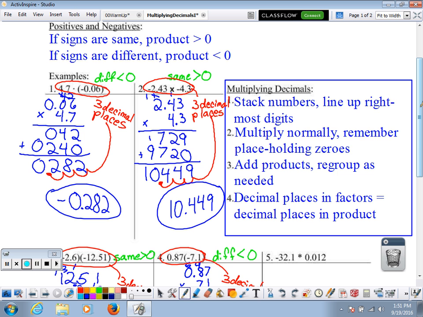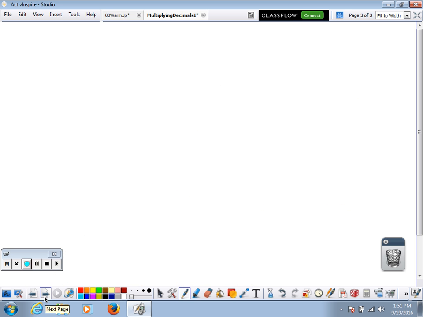Excellent question. Why do we have place holding zeros? So let's take away the decimals for just a second. And let's multiply 321 by 18. Okay, so I multiply 8 by everything. 8 times 1 is 8, 8 times 2 is 16, 8 times 3 is 24, plus 1 more is 25. Now, I want to multiply through by 1, but that's not a 1, is it?